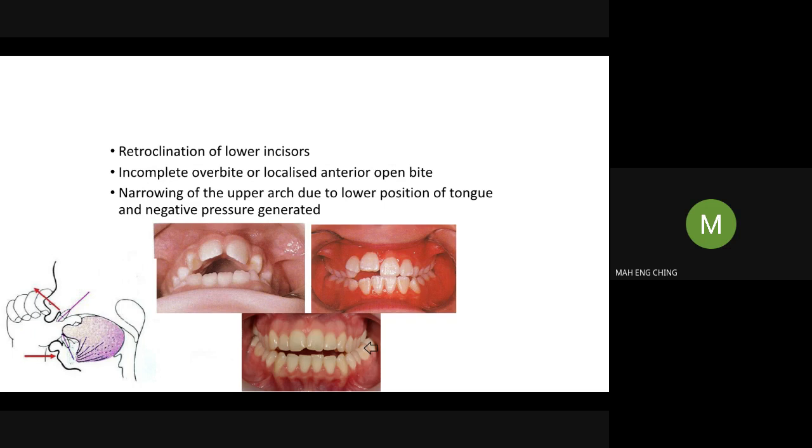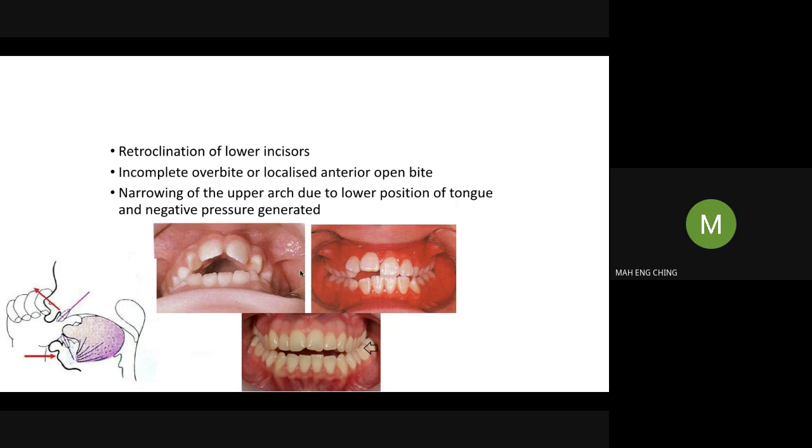Then again, they also cause retroclination of the lower incisor. You push the upper incisor forward, then push the lower incisor backward. Then they also have an incomplete overbite or localized anterior open bite. Not only that, they also have narrowing of the upper arch due to the lower position of the tongue and negative pressure generated.